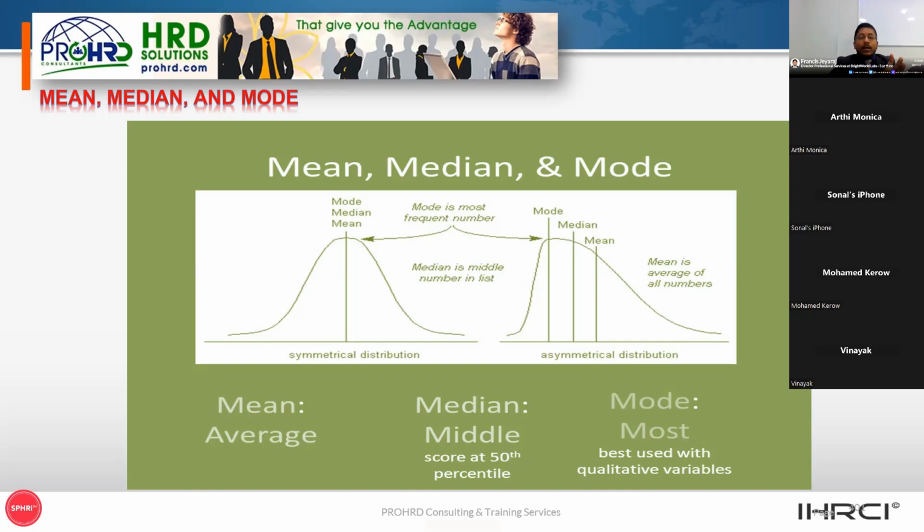So, for example, Aarti is getting $1, Vinayak is getting $2, and then Sonal is getting $5, Mohammed is getting $1,000. What will be the median?